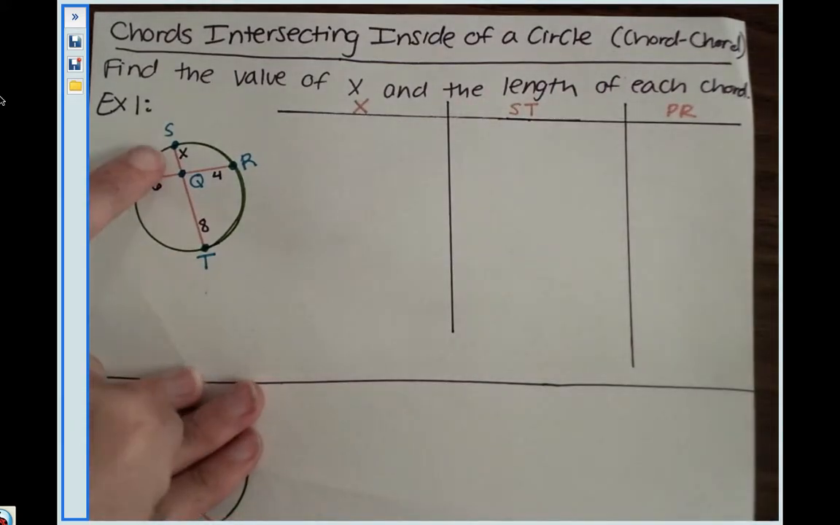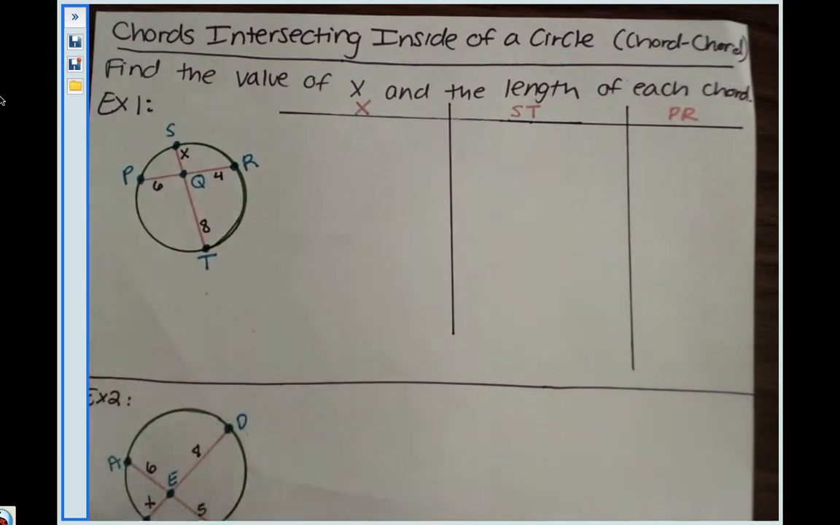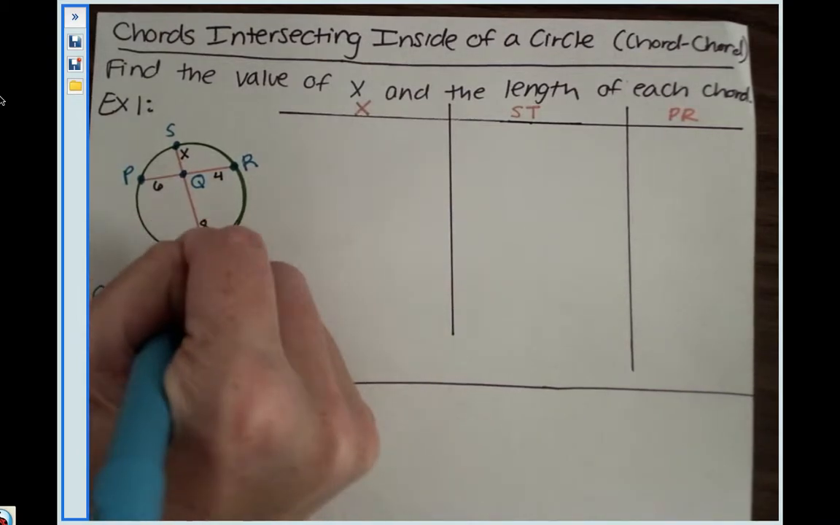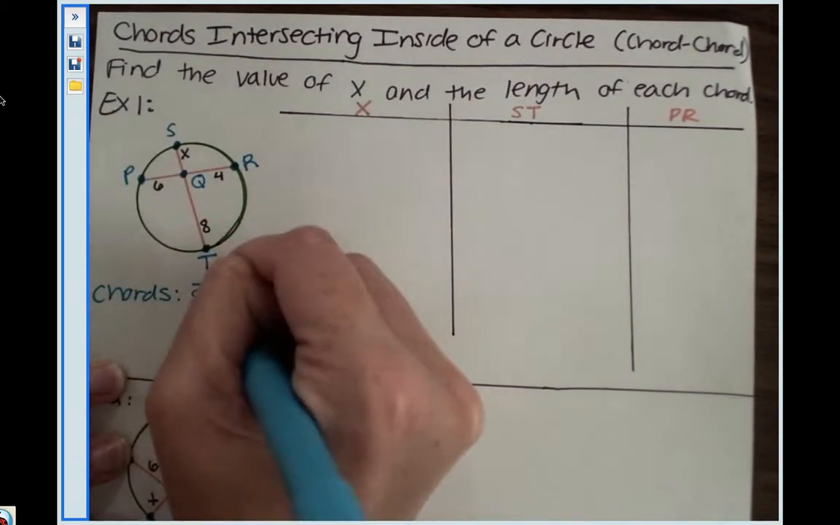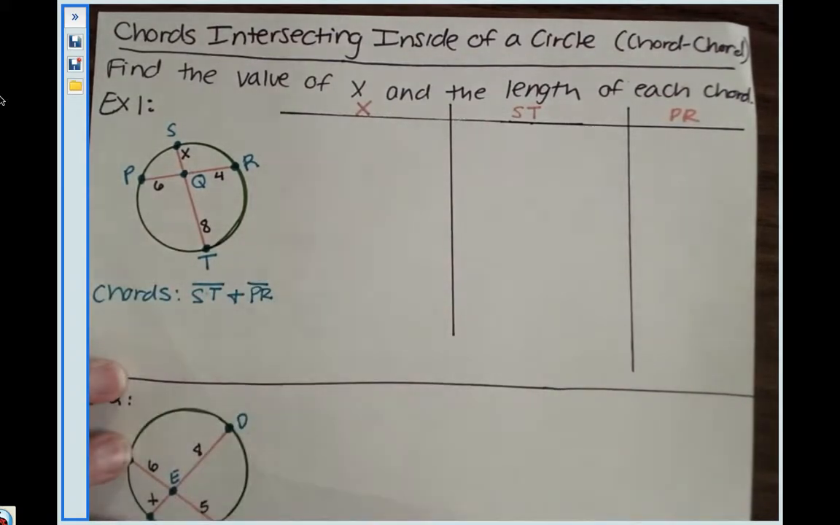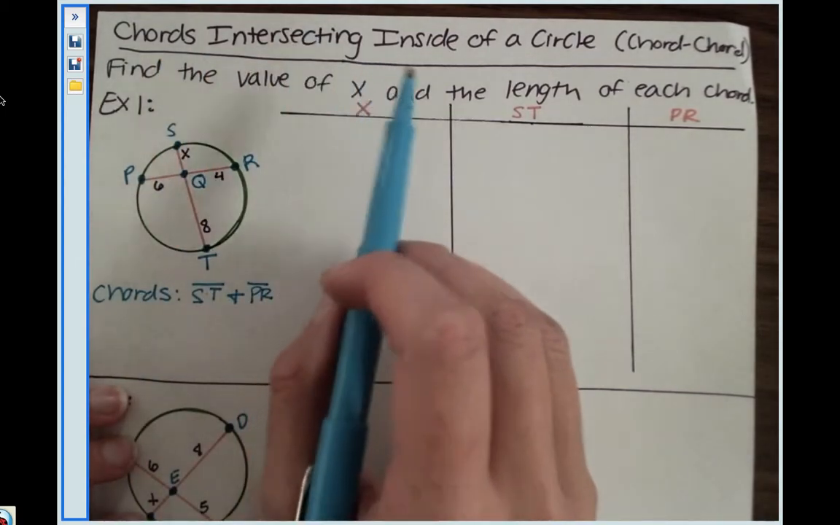circle. So if you see here, I have chords S to T and chords P to R, which if you want to write that down, you can. Might as well, right? So the chords in my picture are ST and PR. All right, and this is when chords are intersecting inside of a circle.